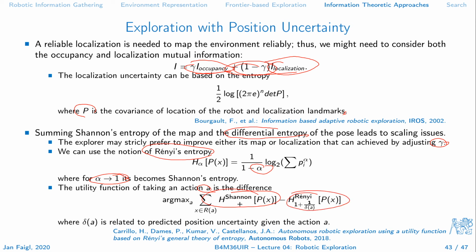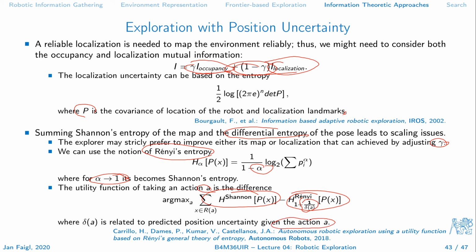So the Shannon entropy is for the map, and the Rényi entropy is for the localization. Where we have this as a predictive position uncertainty for a given action.